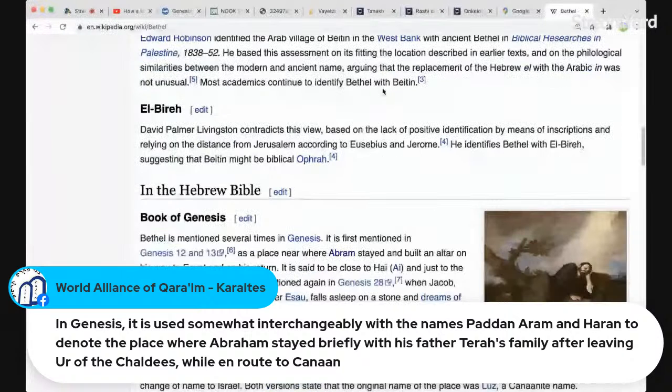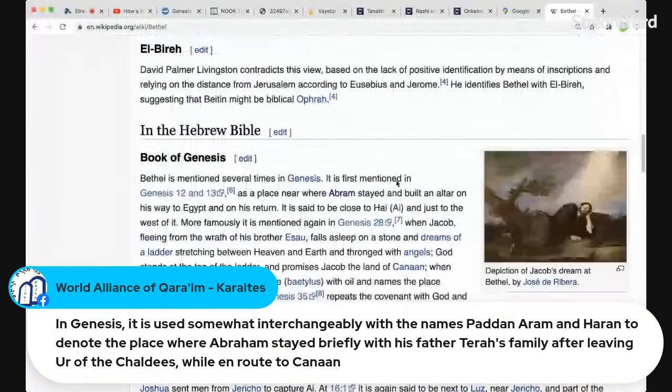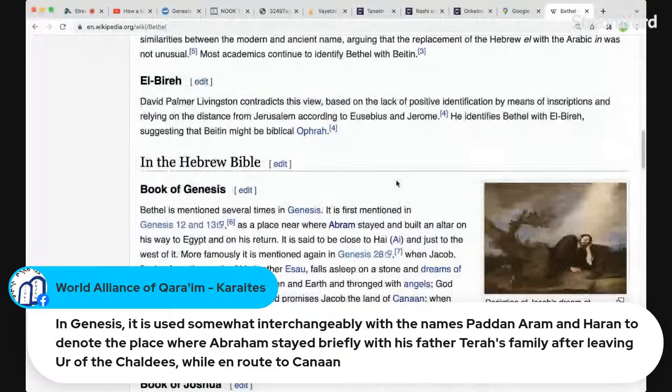Okay, so where is Beitin? We don't know. I want to see. Okay, Google Maps. But it's not Jerusalem, right?